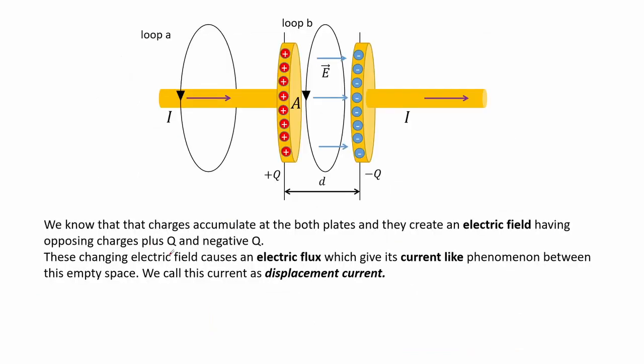We know that charges accumulate at both plates and they create an electric field having opposing charges, plus Q and negative Q. These changing electric fields cause an electric flux, which gives a current-like phenomenon in this empty space. We call this current the displacement current.